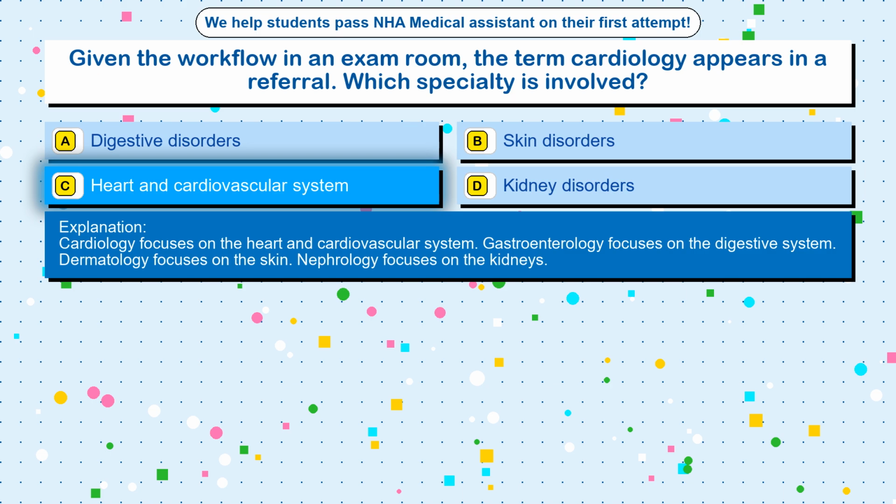Gastroenterology focuses on the digestive system. Dermatology focuses on the skin. Nephrology focuses on the kidneys.